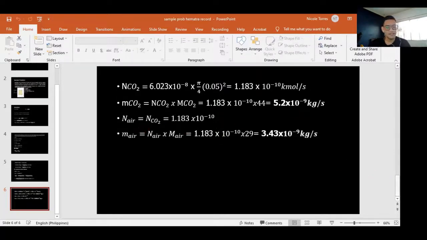Then, the mass flow rate of air is equal to N of air times the molecular weight, which will be 1.183 times 10 raised to negative 10 times the molecular weight of air, which is 29. Multiply both, and the answer would be 3.43 times 10 raised to negative 9 kilograms per second.